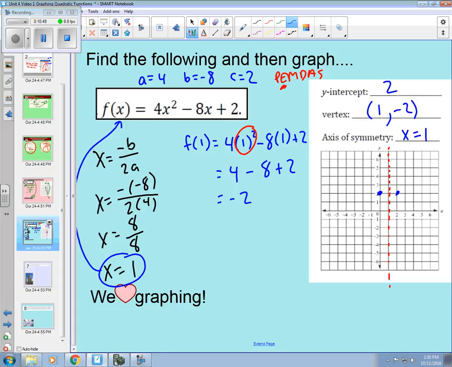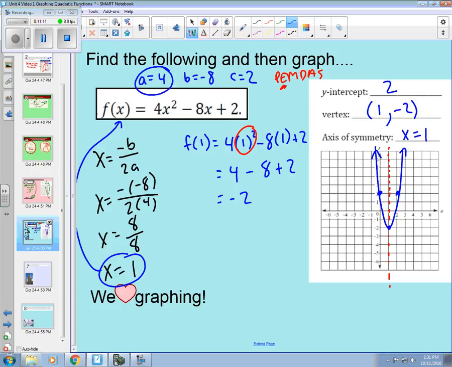So that's the y value. So (1, -2) is right there, and it should be on our red line. This one now looks like it should be opening up, and we get a parabola that looks like that. And if we look, is our a value positive? Yep. If it's positive, that means it's opening up.